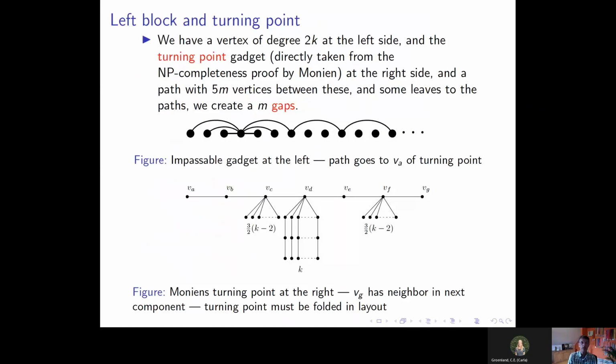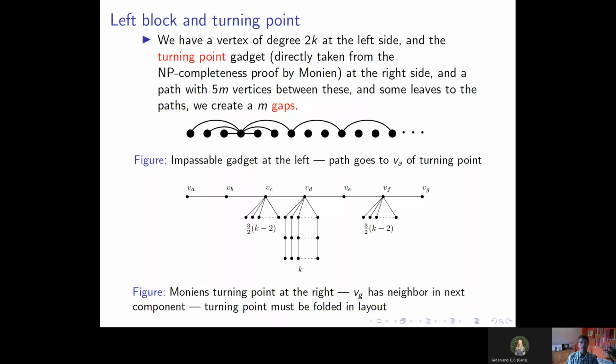So we start with a vertex of degree 2k. And if you have a vertex of degree 2k, then all the neighbors must go to the k points at the left and the k points at the right to get a layout of bandwidth at most k. So this basically blocks the entire construction, and other parts of the construction cannot pass this block.